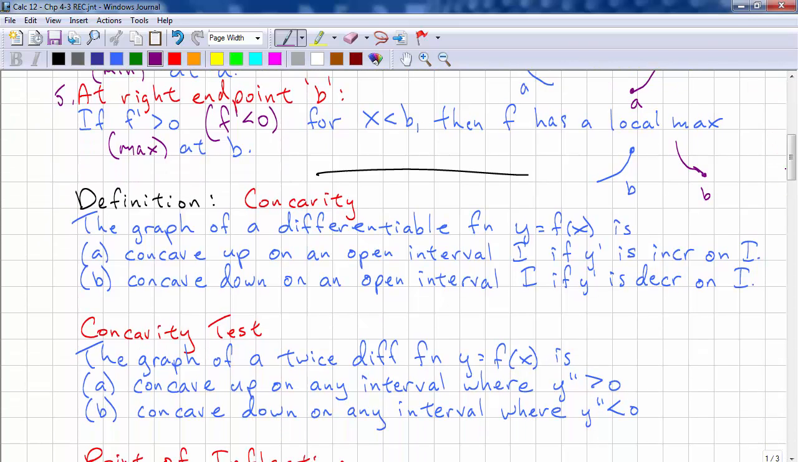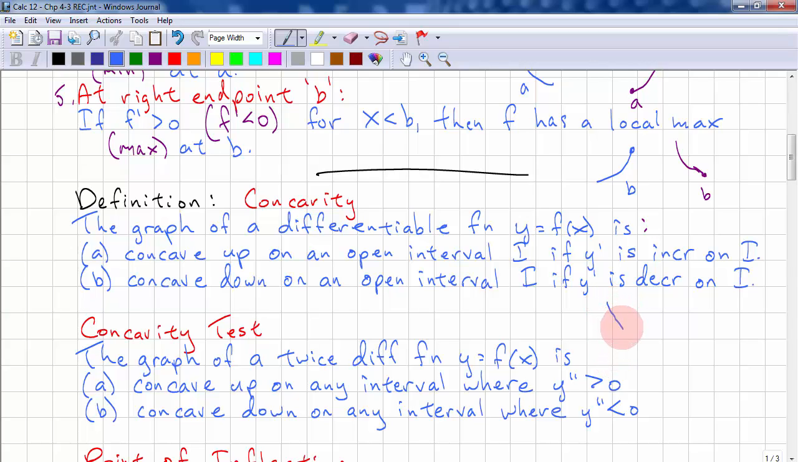In Pre-Calc 11, you learned about concavity. Here we're going to do a more general definition of concavity. The graph of a differentiable function y equals f of x is concave up on an open interval I if the derivative is increasing on I. So what does this look like? The derivative is increasing on I.